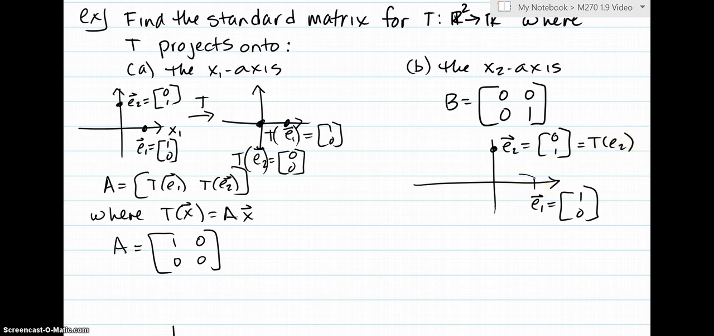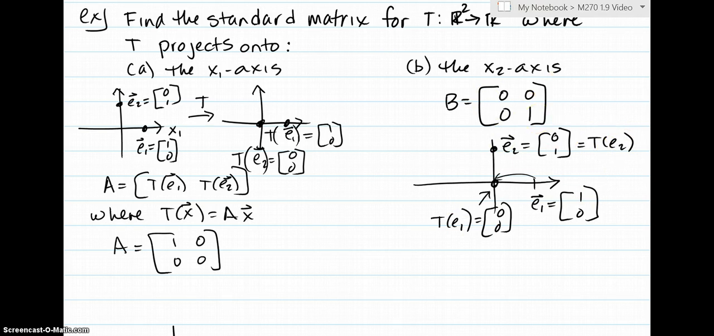This one is going to change to there. So that's going to be T of E2. Oh, sorry, T of E1. So that's the first column, and this one is the second.